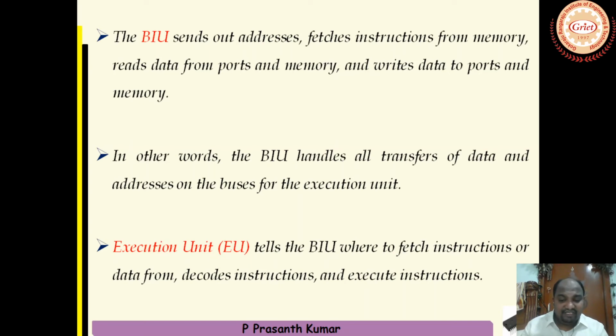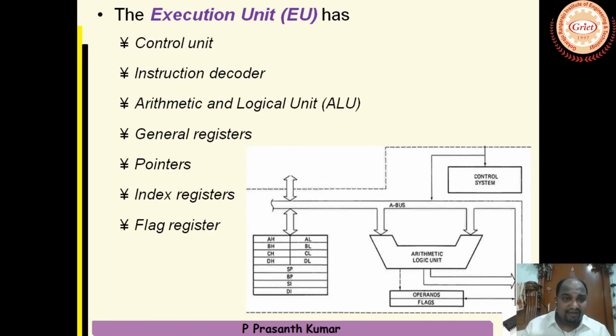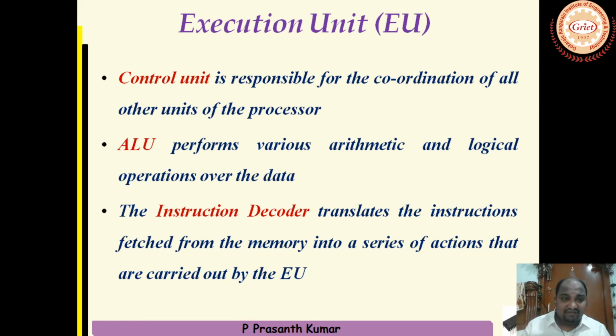The execution unit tells the bus interface unit where to fetch instructions or data from, and decodes and executes the instructions. Coming to the execution unit, it has different parts like control unit, instruction decoder, arithmetic and logical unit, general registers, pointers, index registers, and flag registers. So first we'll go with them one by one.